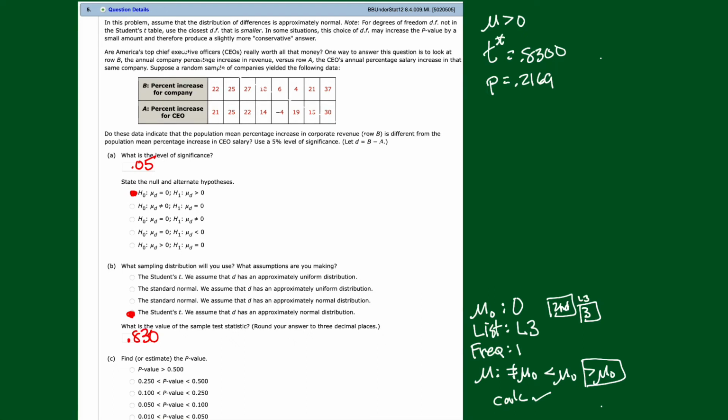And now this part here, C, says find or estimate the p-value. Well, look at our p-value here. Think of it as percent. It's easier for me to see it as a percent. It's about 21%. Where is that here? This is greater than 50%. This is 25% to 50%. This is 10% to 25%. I think that's where we are, right?